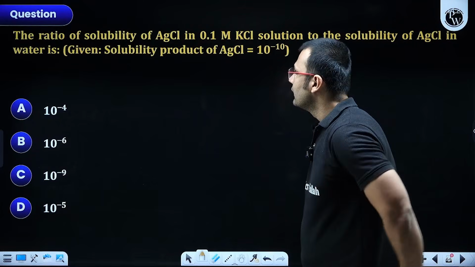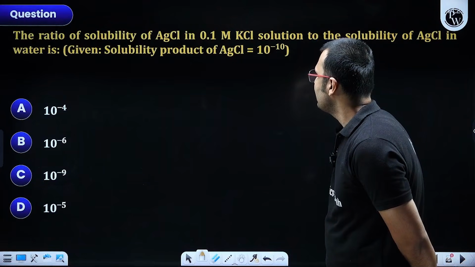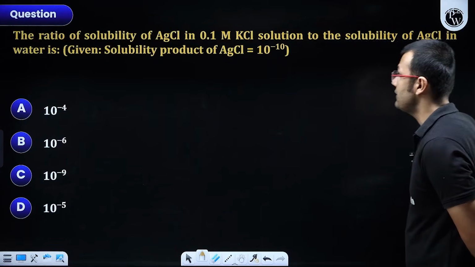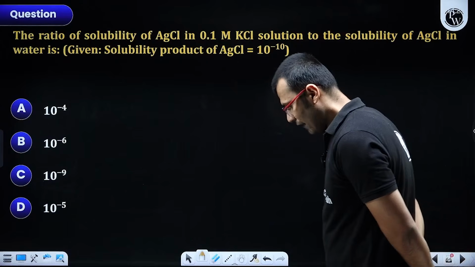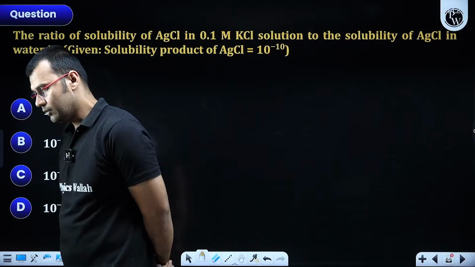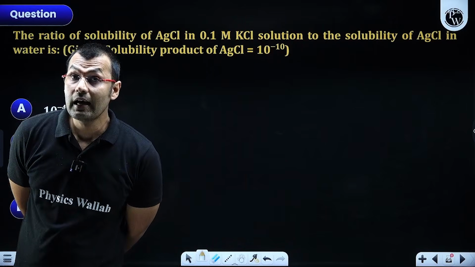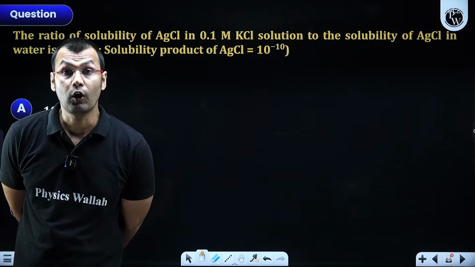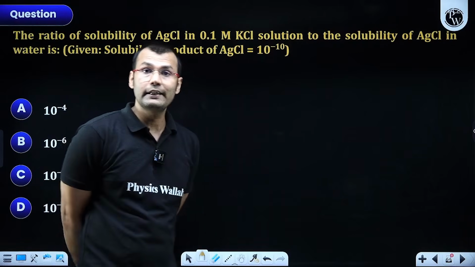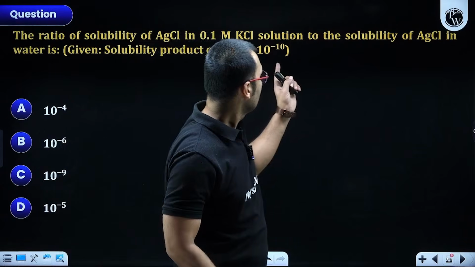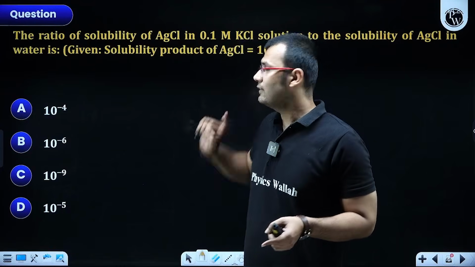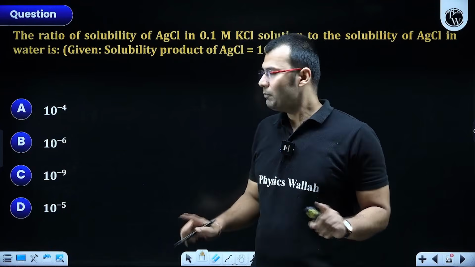Question is, the ratio of solubility of AgCl in 0.1 molar KCl solution to the solubility of AgCl in water. So here we have a question of solubility, but based on common ion effect. Here you have to find solubility in two cases, one in pure water and one in the presence of KCl. Right? So one by one we will do.